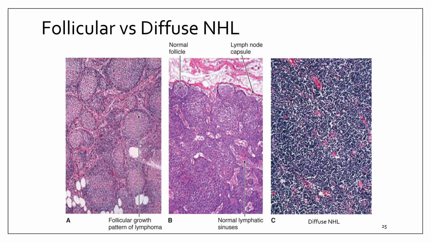Now look at the far right image, and honestly, it looks like chaos. You will notice no follicles, no nodules, no recognizable lymph node architecture. It's just a sheet of malignant lymphocytes. Everything is replaced. That is what we mean by diffuse growth pattern.